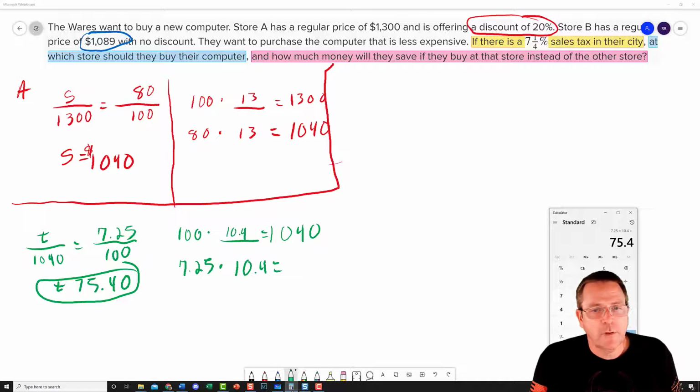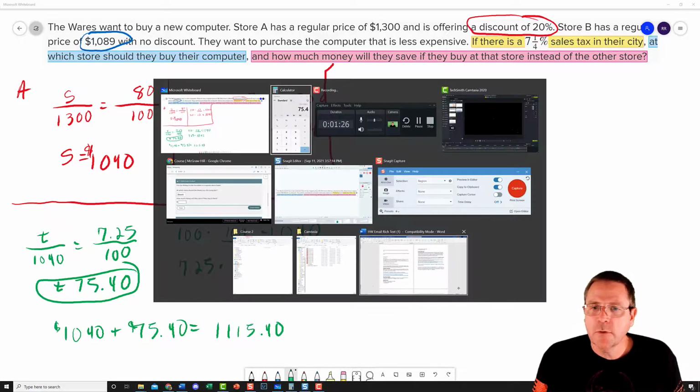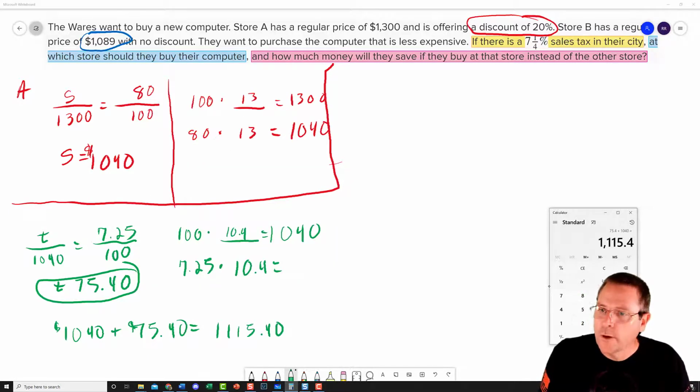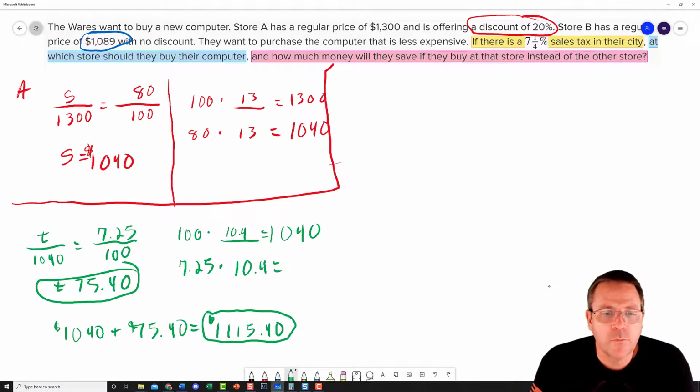To get to the final selling price, I now have to take and add the $1,040 that the computer costs after the discount and the $75.40. And when we do that, we're going to get, let's see here, I'm thinking if I'm doing the math right in my head, $1,115.40, but let's go ahead and double check my numbers there. So 75 plus 1,040 equals $1,115.40. Very good. So that is the price out the door of the computer from store A.